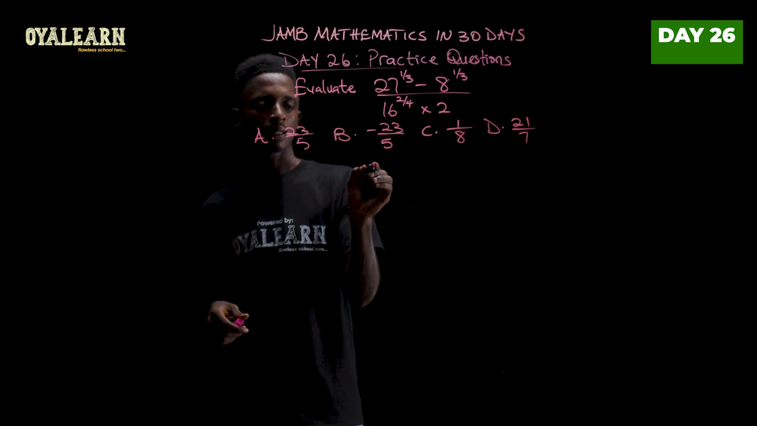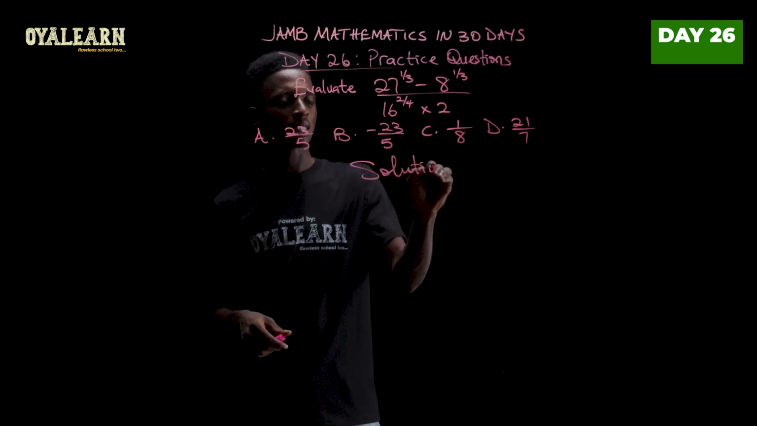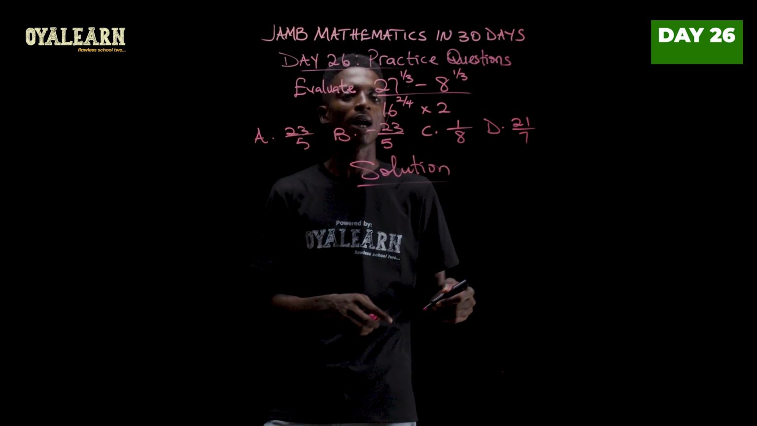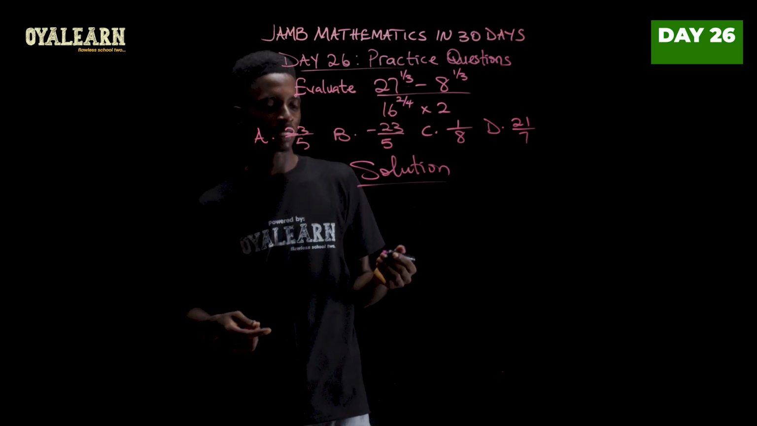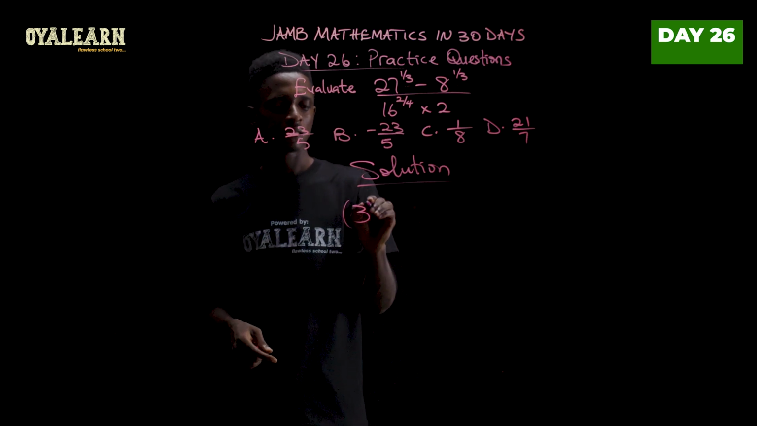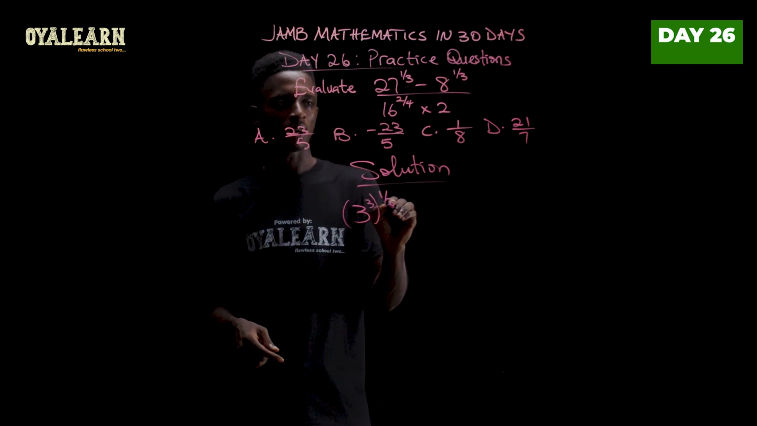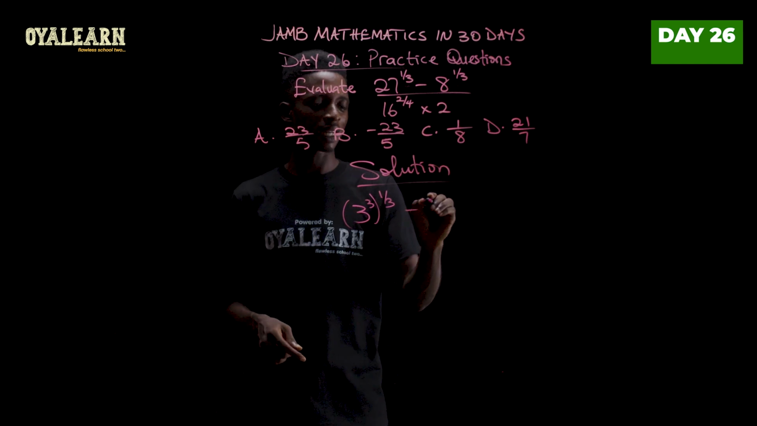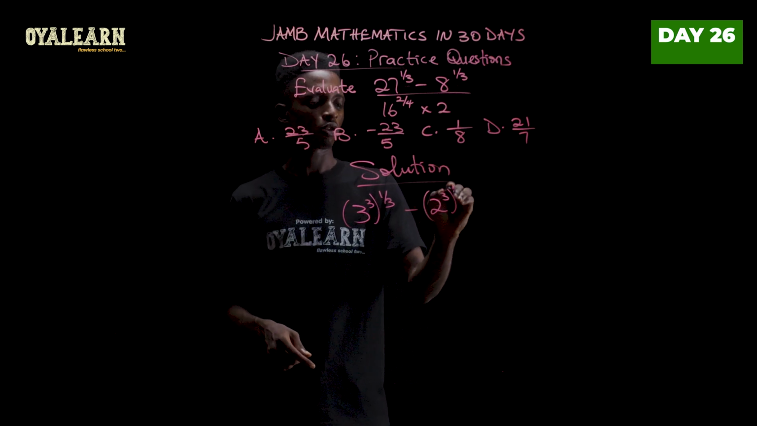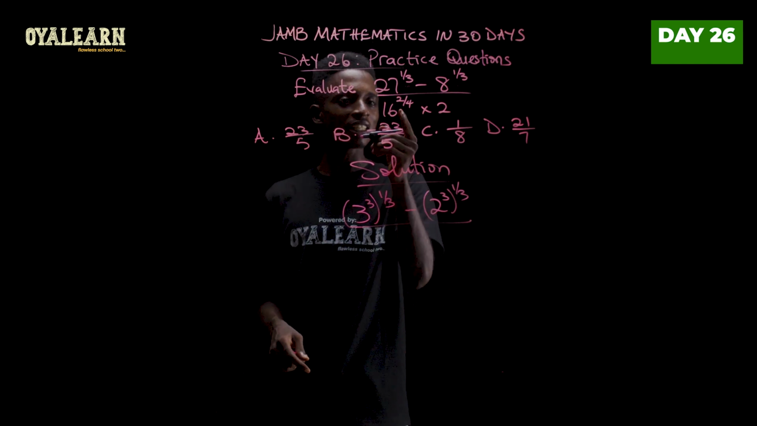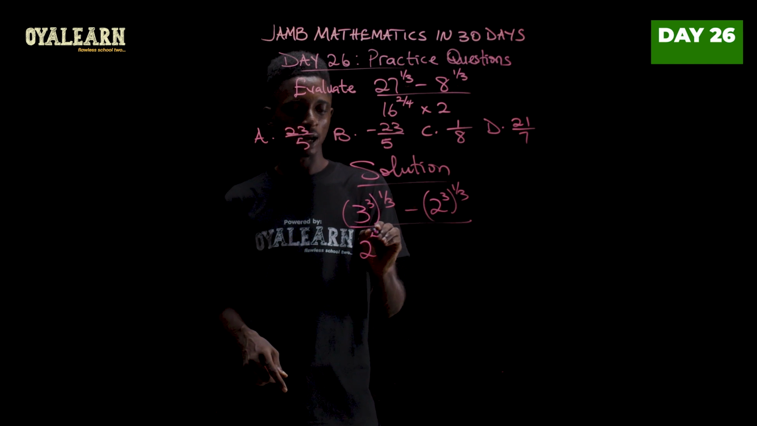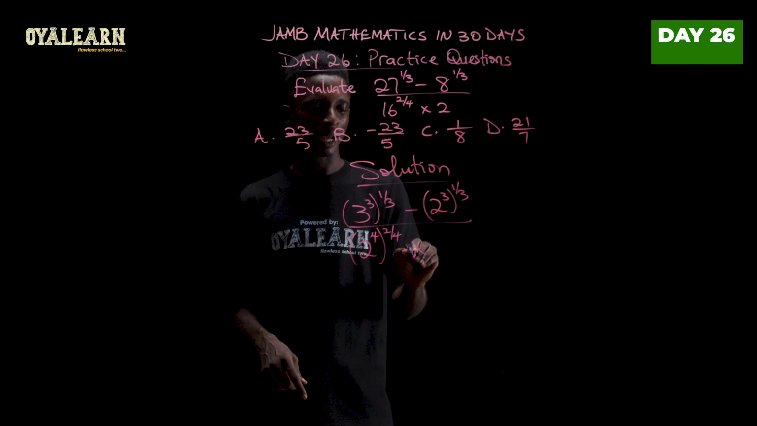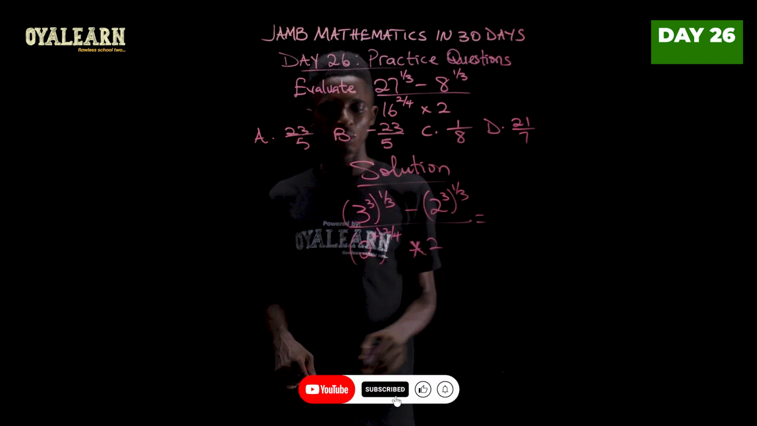What do I mean by that? That is, if I'm going to write 27, I'll write it as something cubed. And a number that when cubed will give you 27 is 3. So what we have is 3 cubed, to the power of 1 over 3. Minus 8 can be written as 2 cubed, to the power of 1 over 3. Now in this place, it has to be a power of 4. So that will be 2 raised to the power of 4, all with the power of 2 over 4, multiplied this time by 2.